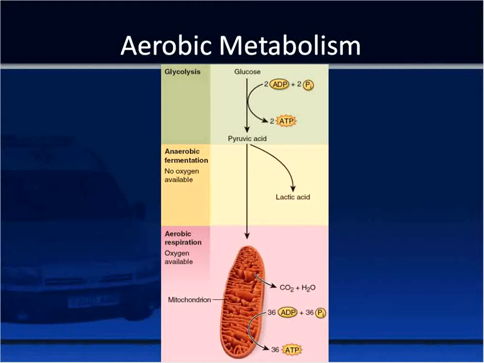Aerobic metabolism is cell metabolism that occurs in the presence of oxygen. If an ample amount of oxygen is available, the pyruvic acid produced by the glycolysis moves into the power plants, which is the mitochondria of the cell. The pyruvic acid is broken down into carbon dioxide and water. In the presence of oxygen, each molecule of pyruvate is converted into 18 molecules of ATP.